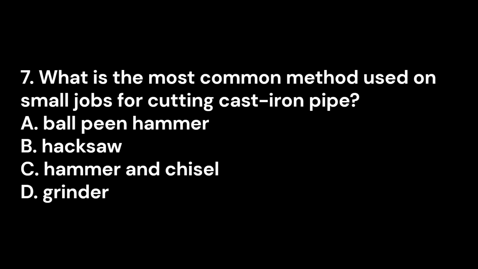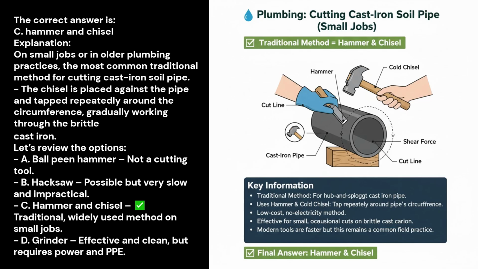Number 7. What pipe is indicated in the plumbing plan with a solid line? A. Vacuum pipe. B. Fire protection pipe. C. Hot water recirculating pipe. D. Drain pipe. The correct answer is C.